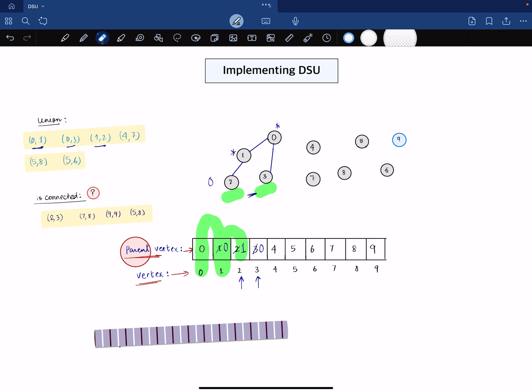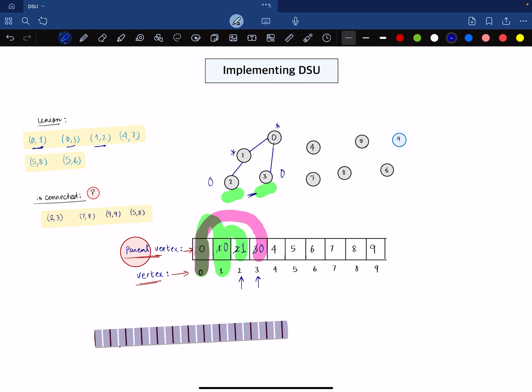Similarly, we start from 3 and we go back to 0. Why? Because the parent of 3 is 0. We go back to 0 and we see, hey, 0 is a root for itself. So in that case, the root of 3 will be 0. Okay. So we see that the root of 2 is 0, the root of 3 is 0 since they have the common root. So yeah, it is connected.